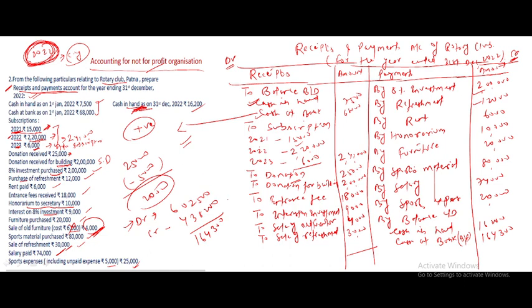Now we total: 6,02,500 on both sides. Okay. The receipts and payment account is prepared like a cash book.